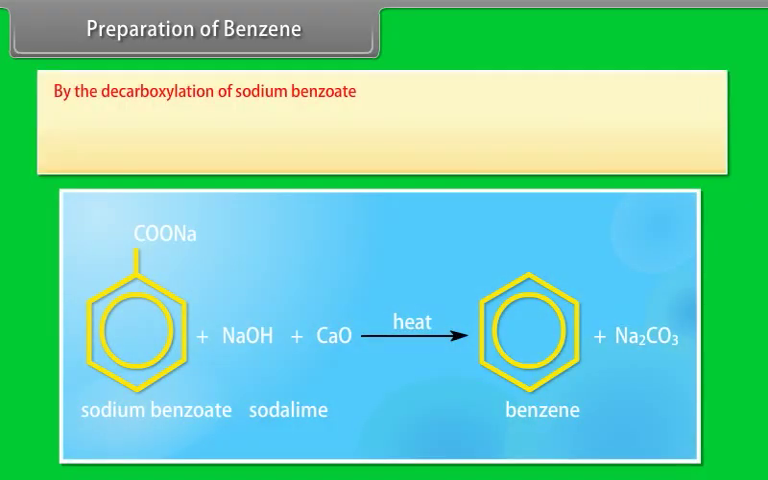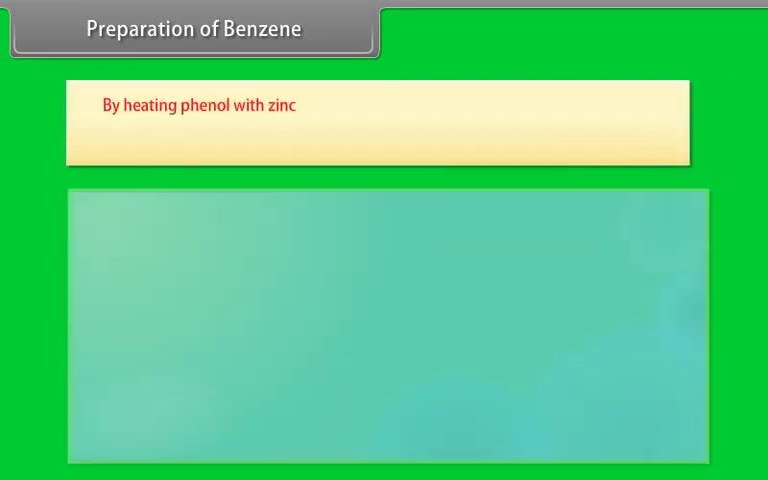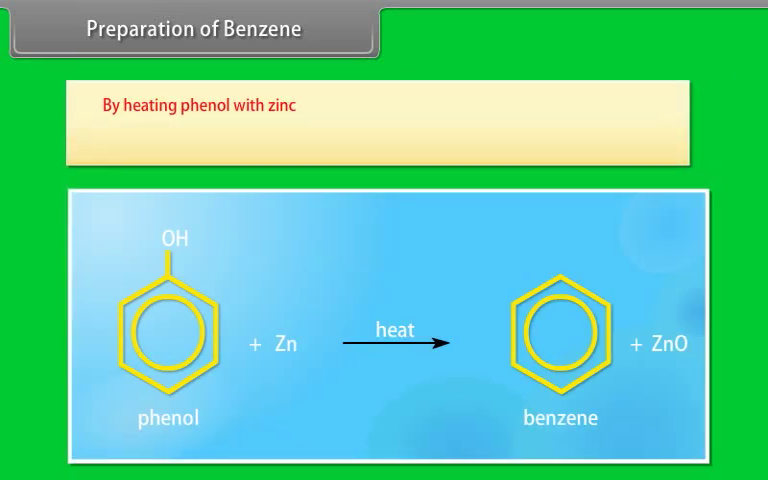Preparation of benzene by the decarboxylation of sodium benzoate. This method is used in the laboratory to obtain benzene. Sodium benzoate is heated with soda lime, and when it gets decarboxylated, that is, through removal of carbon dioxide, benzene is obtained. By heating phenol with zinc.